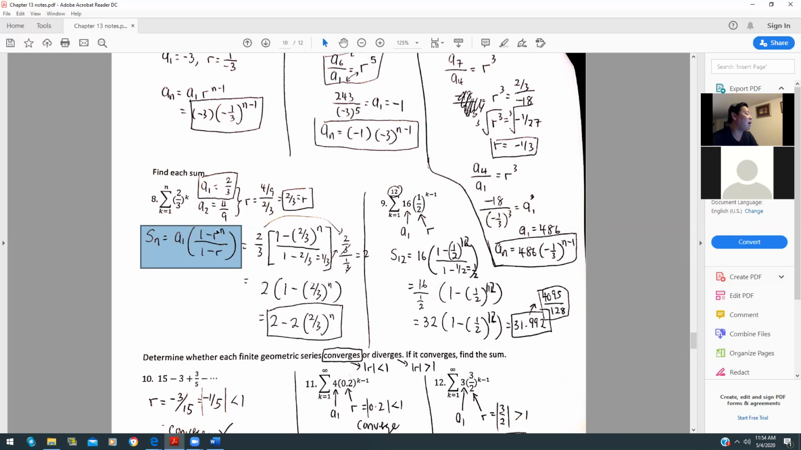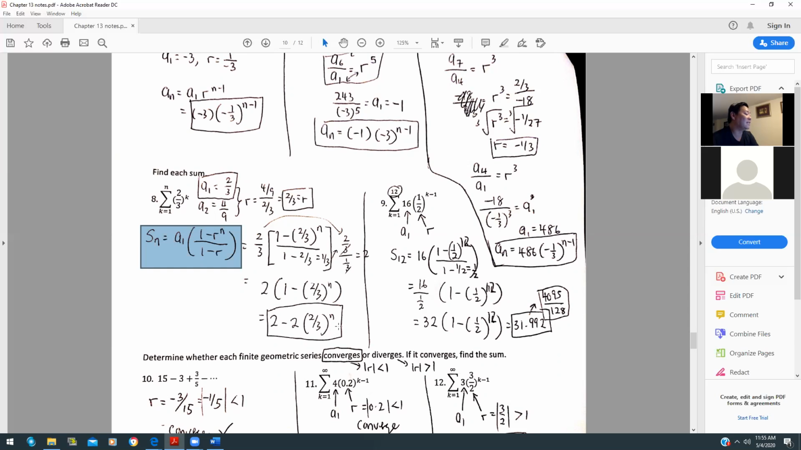And then you need to figure out R. So R in this case, you just figure out A2. So you plug K becomes 2, so it becomes 4/9. And then in order for us to figure out R, you just divide this, you get 2/3. So now you know A1 and R, you just plug into this formula.